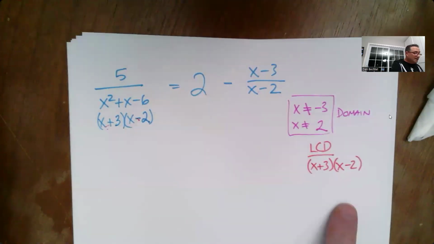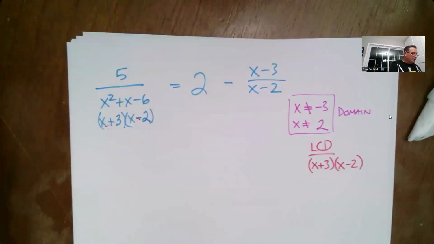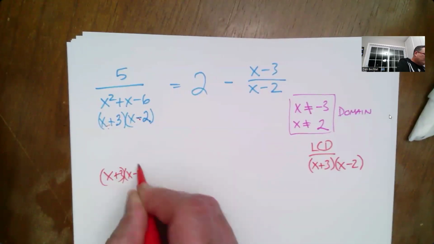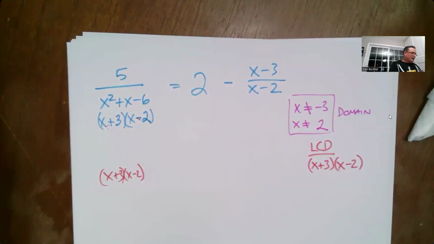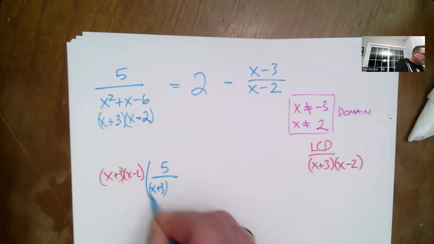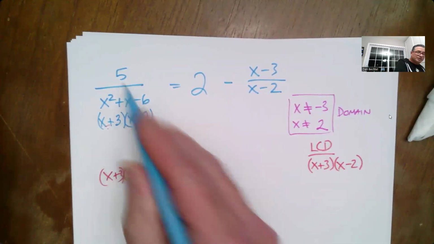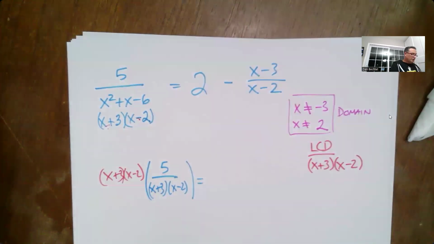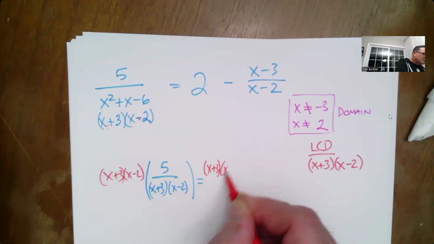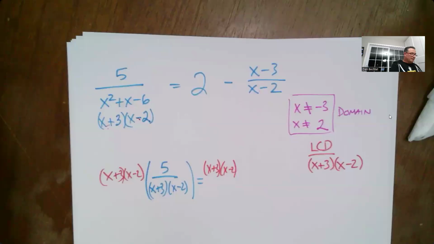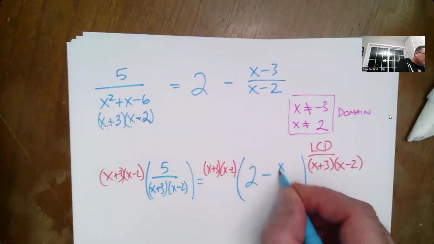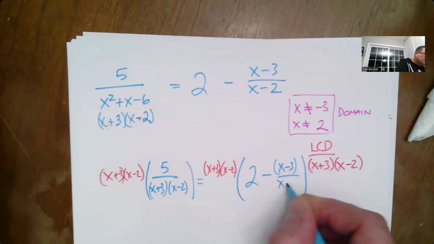So, okay, I'm going to take this and distribute it to both sides of the equation. So we're going to have x plus 3 times x minus 2, and I'm going to multiply it by the left side of the equation. So 5 over x plus 3 times x minus 2, that comes from this side, is equal to, and then I have this same distribution, x plus 3 times x minus 2, and I'm going to multiply that by this whole side here, 2 minus x minus 3 over x plus 2.